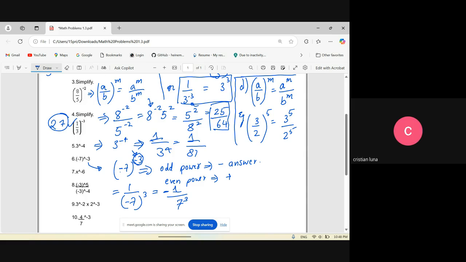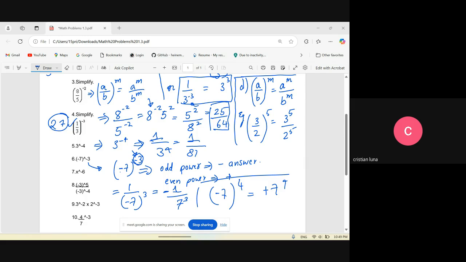I see. So I think I'm understanding now. My point is there is a difference between them. Let's place this into an even power. So if it's negative 7 raised to, let's say, 4, this is going to be positive 7 to the power 4. Do you still see my screen? Yes, I still see it.